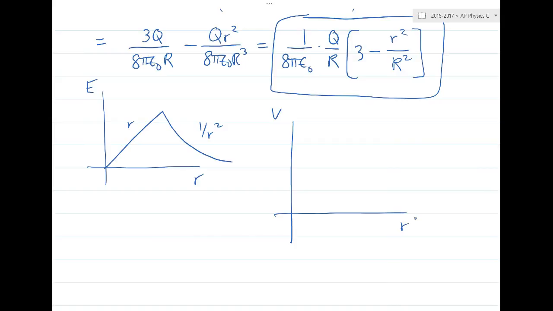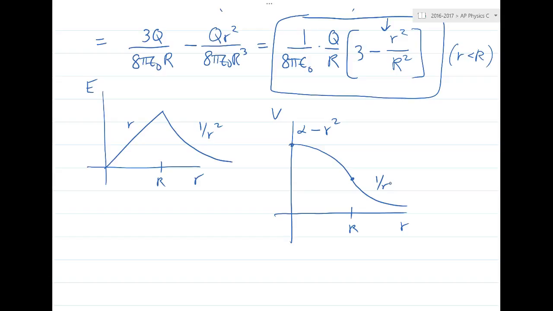okay, well, so here's big R. This is our expression for R less than big R, okay? And notice that this is, as we predicted, a negative R squared. There it is right here. That's exactly what we predicted would happen. And then once we get to big R, then it turns into the typical 1 over R graph. Okay, so that's pretty cool.